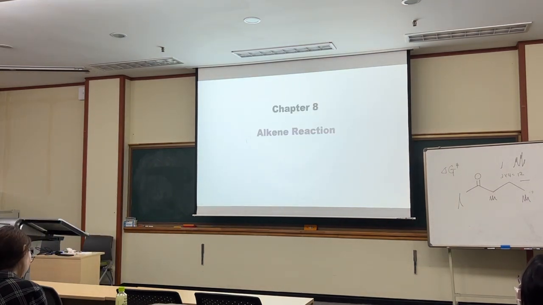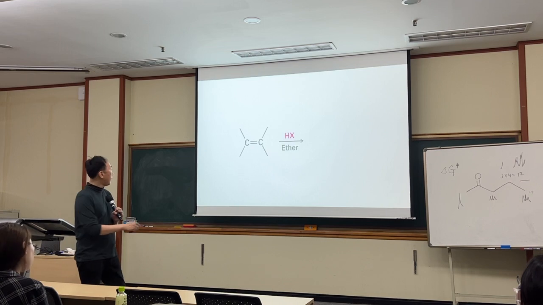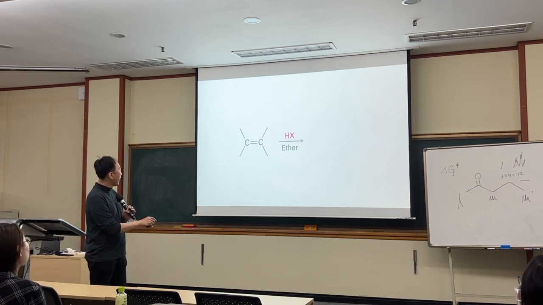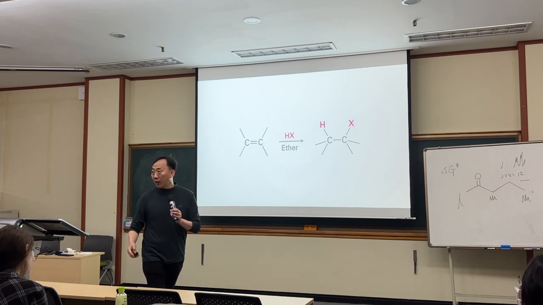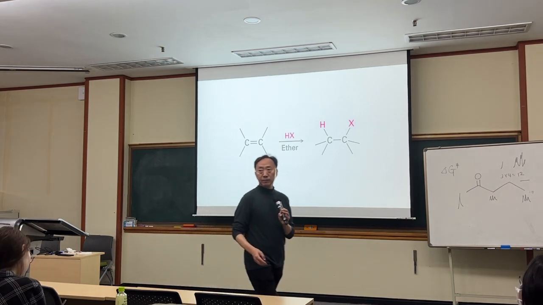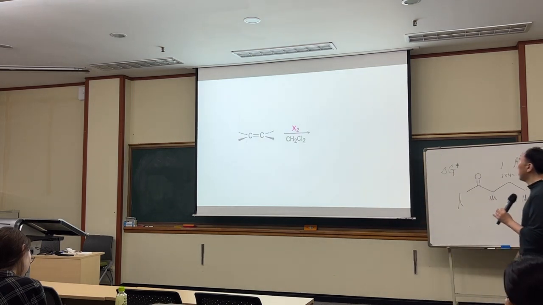And reaction. As you have seen, if you add acid, the first reaction is protonation. If it forms a carbocation, it may be more SN1 type. Or if it forms a cyclic structure and X minus attacks from behind, then it may be more SN2 type. Depending on the case, you may see different results.